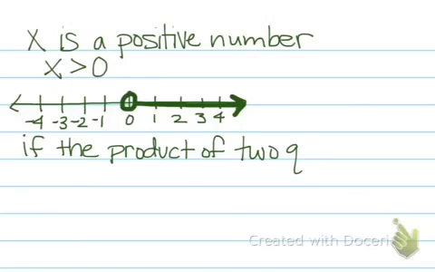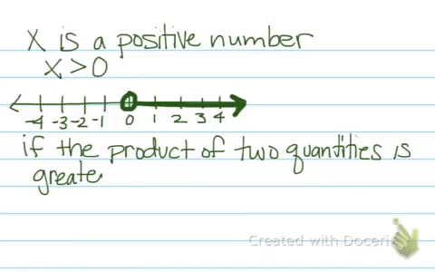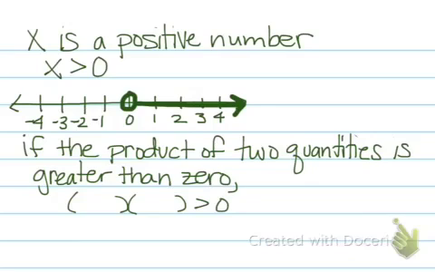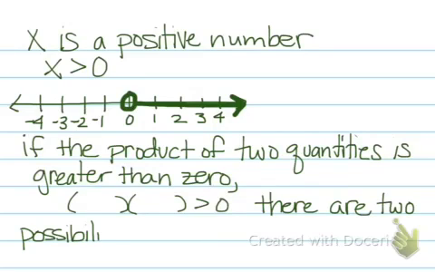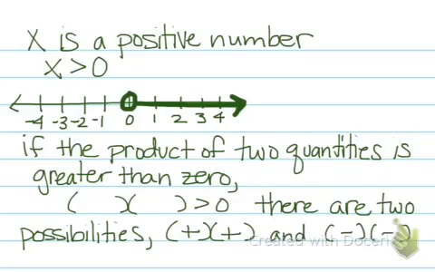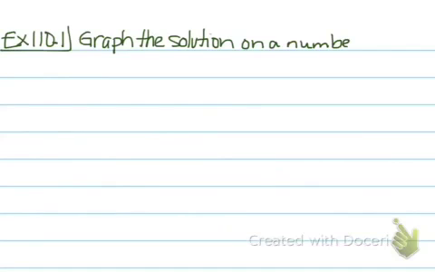Now, if it was the product of two quantities, it would look like this, where you would have two things that are greater than 0. And the only way that you get two things when you multiply them greater than 0, you have to have either a positive times a positive or a negative times a negative. So those are your two possibilities. So we'll do some examples that make this a little bit clearer.